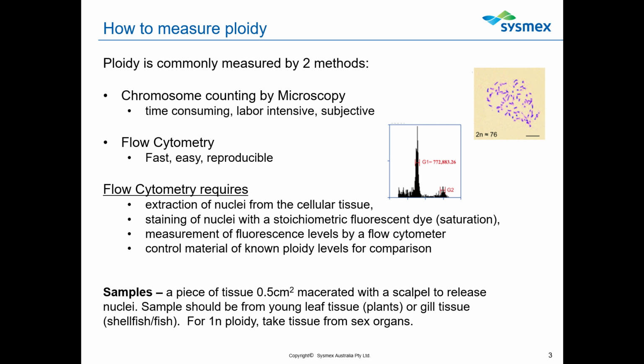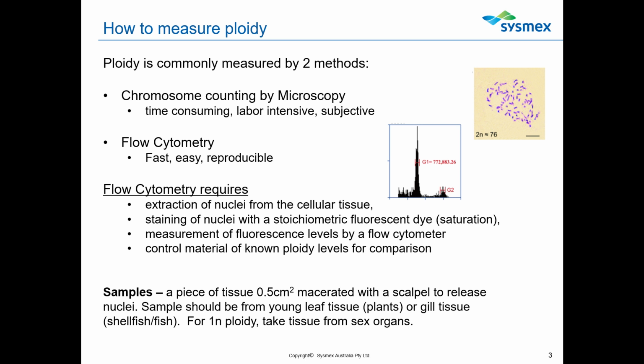So how do we measure ploidy? So ploidy is commonly measured by two methods. The first is chromosome counting by microscopy, which, as you could imagine, is very time consuming, it's labor intensive, and it's very subjective and quite challenging to see the chromosomes and count the number of chromosome pairs that are present. The other method that we'll focus on today is flow cytometry. So flow cytometry, it's fast, it's very easy, and it's reproducible.